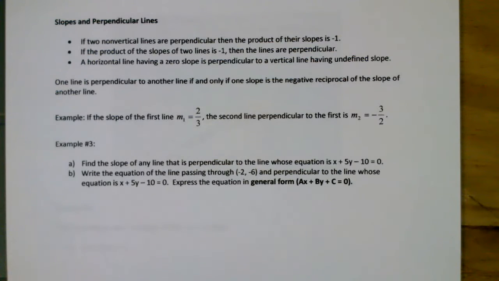All right, next we'll look at slopes and perpendicular lines. And that's this: if two non-vertical lines are perpendicular, then the product of their slopes will be equal to -1. Now, what do I mean by perpendicular lines? Okay, let me show you an example of that, or an illustration of perpendicular lines.